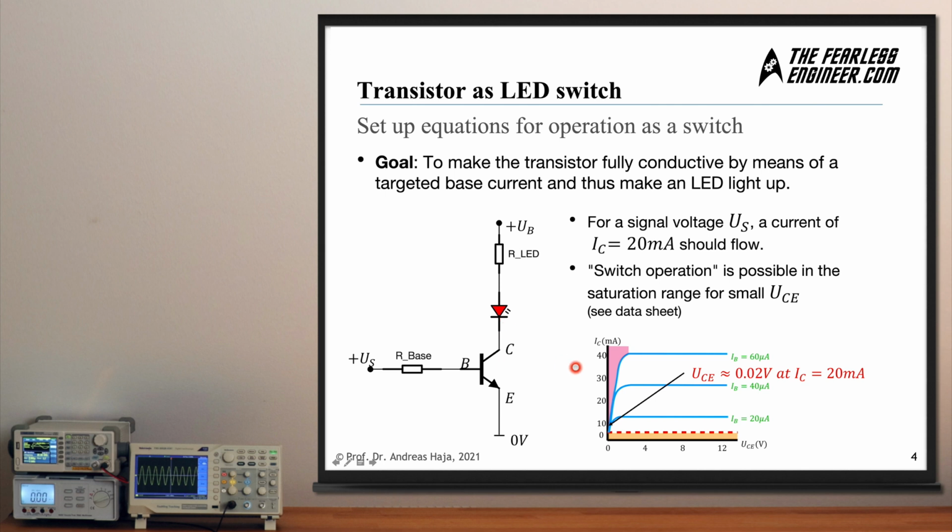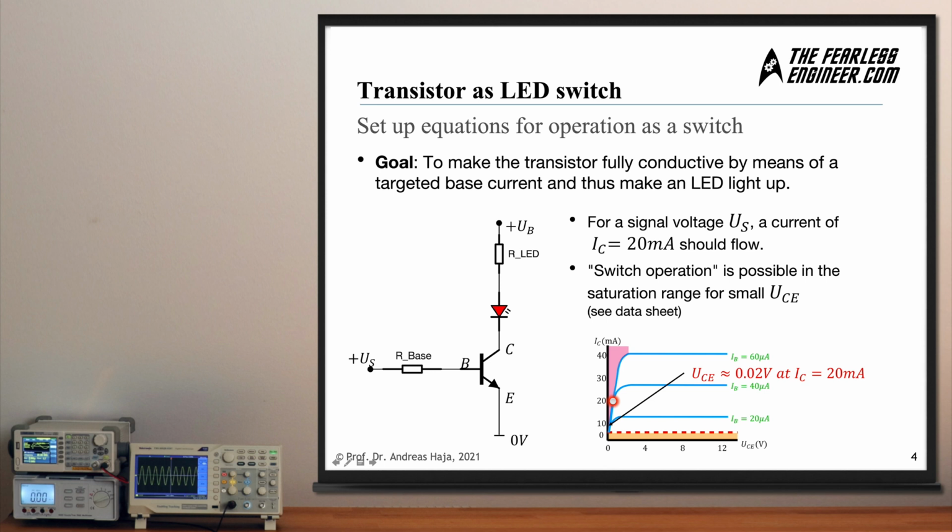And in order to enable this switching operation, we need to operate the transistor in the saturation range, which is this magenta colored part here. On the x-axis we have the voltage drop from collector to emitter, UCE, and here's the collector current amount in milliamps. And in order to get to a decent amount of collector current, 20 milliamps, this would be here. We need to, as you can see, choose a very small collector emitter voltage.